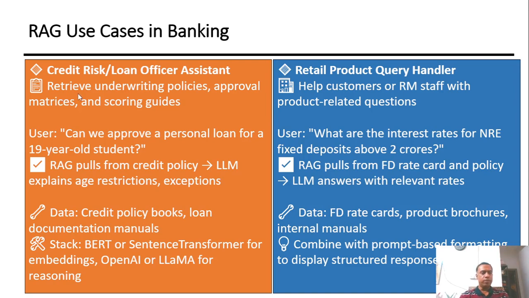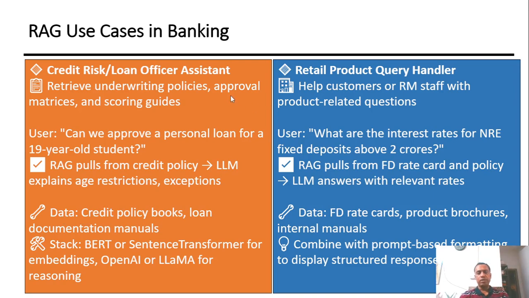The first one is the credit risk or loan officer assistant, essentially a bot. It will retrieve underwriting policies, approval matrices, and scoring guidelines. Here is a user asking a question: can we approve a personal loan for a 19-year-old student? The RAG pulls from the credit policy and then gives those chunks to the LLM, which explains the age restriction and the exception. You have your data sets over here in the vector database, related to your credit policy books and loan documentation. These are your embeddings and your LLMs.